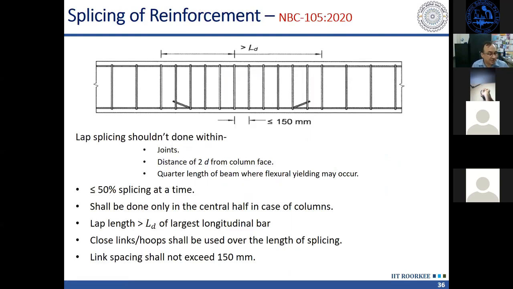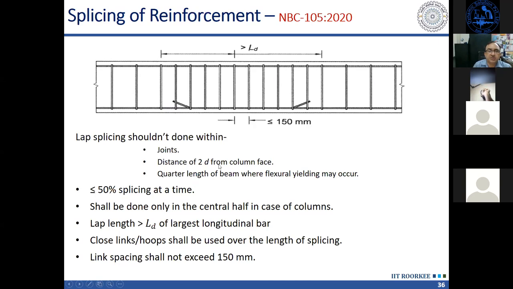Then the next provision in the codes is regarding splicing. The code says that wherever we are splicing the reinforcement, because we have to extend the length of the bars, so that we can do by splicing, the spliced portion should be confined with a special confining reinforcement, the same reinforcement which we have provided in the beams. And the requirements of the spacing are given.